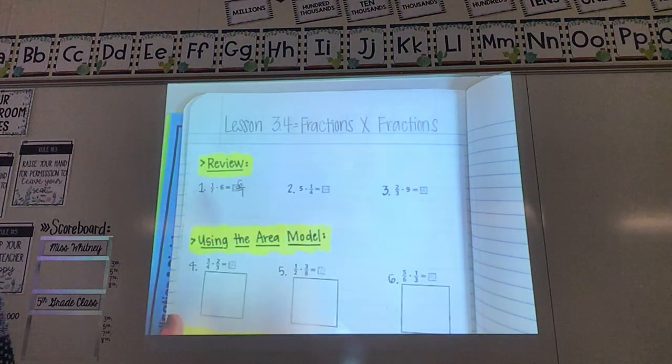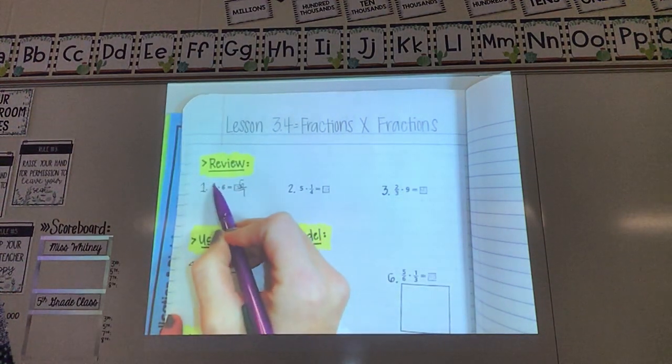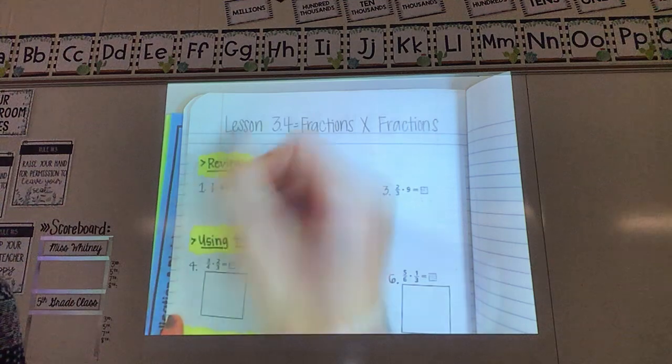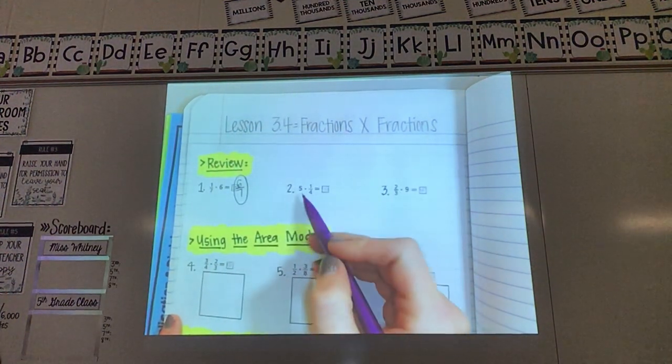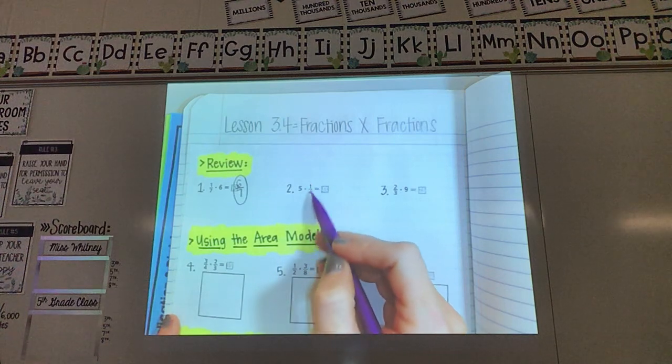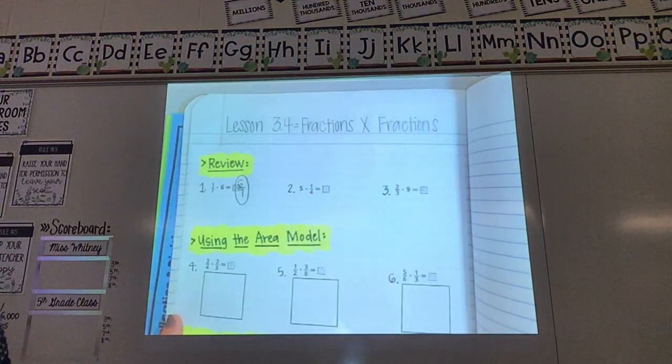6/7. Because remember, I just take my big number times the top, my bottom number stays the same. So that would be 6/7. What about number 2? 5 times 1/4. What would 5 times 1/4 give me?